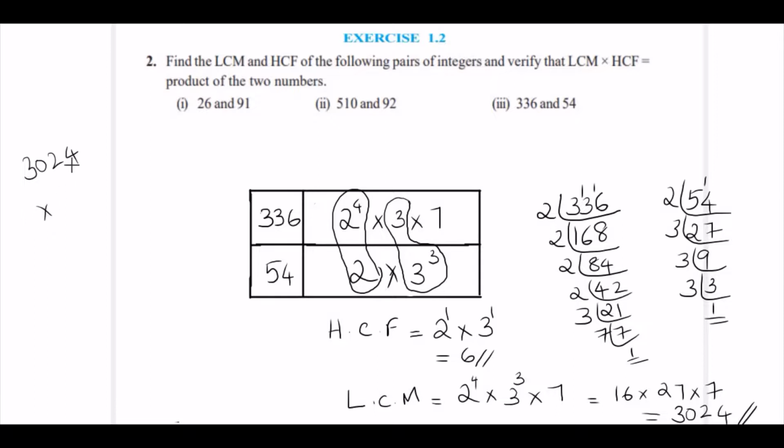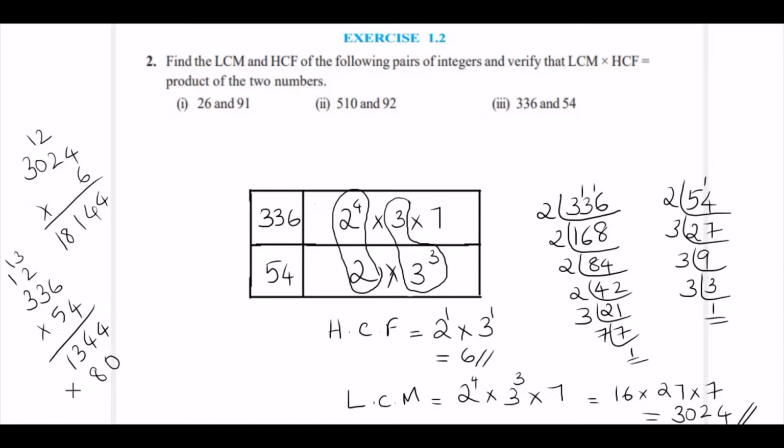So you have to check the LCM into HCF, that is 3024 into 6, which is 18,144. Now do the product of the numbers, that is 336 into 54. You get 18,144. That is always the product of the numbers will be equal to product of HCF and LCM for any two numbers that you have taken.